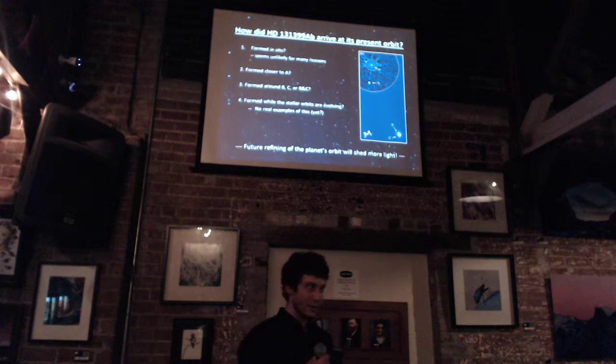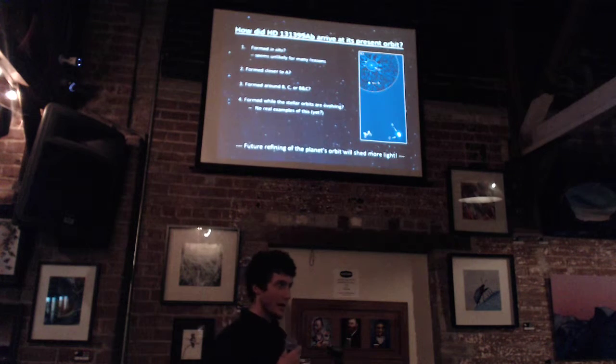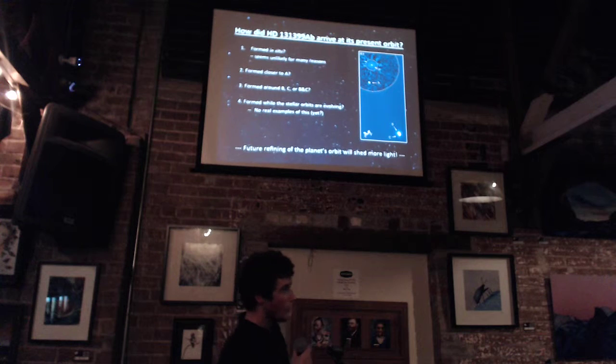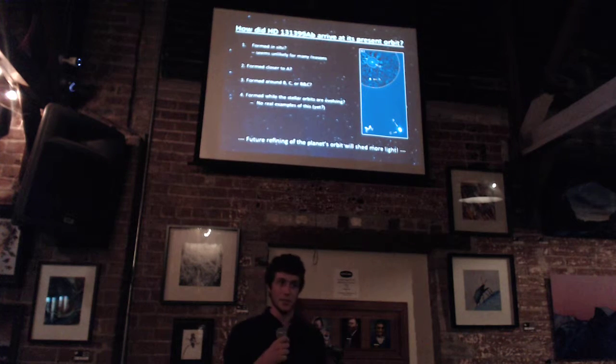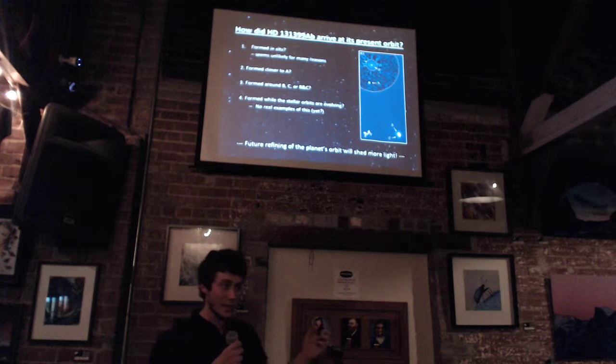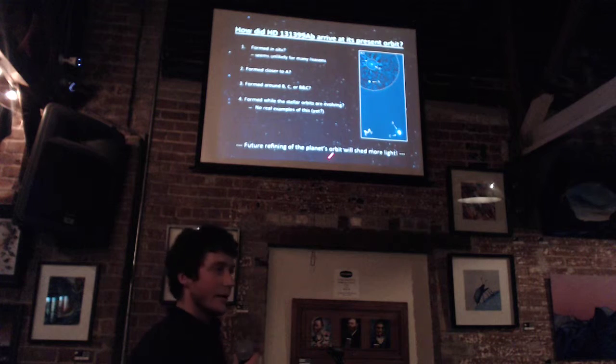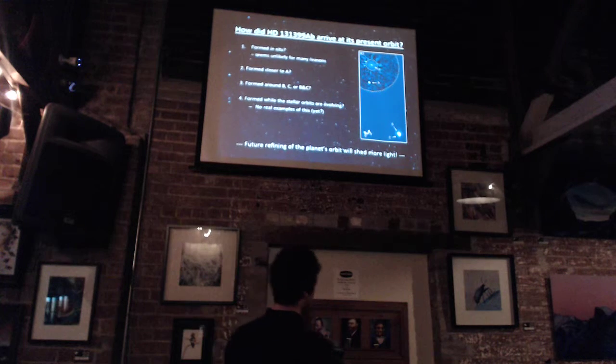So how did it get there? It's kind of a mystery, and we want to figure it out because it can teach us a lot about how planets form and about what other types of planetary systems might be out there that we didn't imagine, and maybe didn't even look for because we didn't think that they could exist. So maybe it just formed there. Well, that seems pretty unlikely.